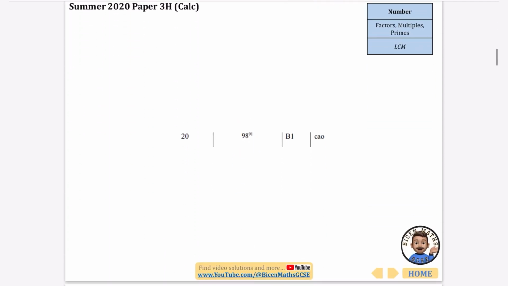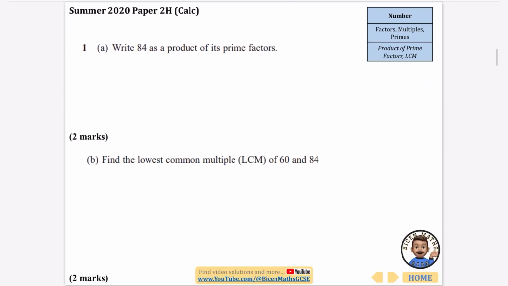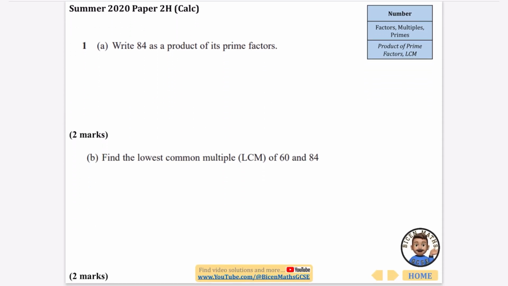Okay, a calculator paper. It wants us to write 84 as a product of its prime factors.